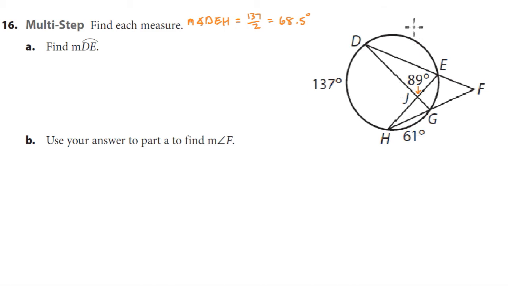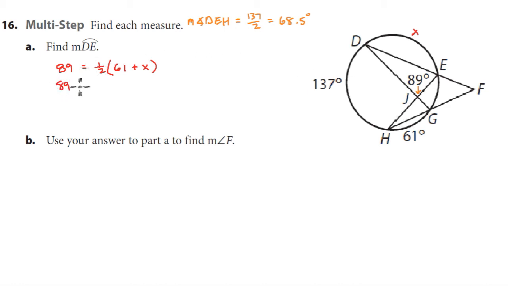So let's just give this a variable. Let's just call this x. I'll change to a different color. So arc DE is x, and that's going to give us our answer for number A. So I know that my relationship is the measure of this interior angle here with these two intersecting chords is 89, and that is equal to 1/2 of the sum of this arc. Now I'm looking at these two arcs, HE and DG, this arc measure, plus the measure of the opposite arc on the other side. So it looks like I just need to solve this.